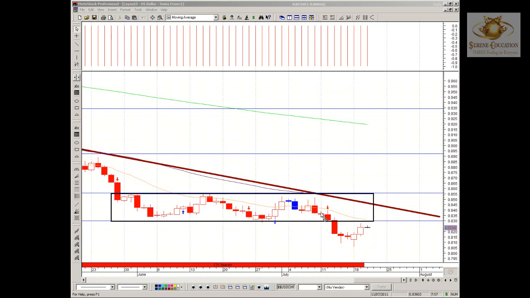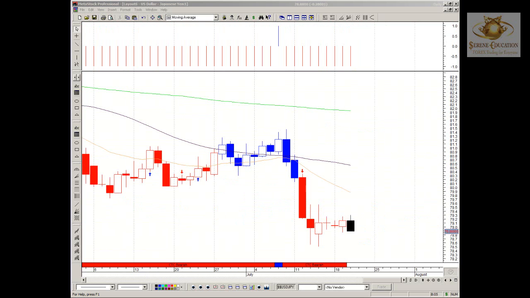Prior support is the new resistance, and then we could be looking for further downside movement. So we could see a breakout, pullback, consolidation, continuation to the downside for this pair.